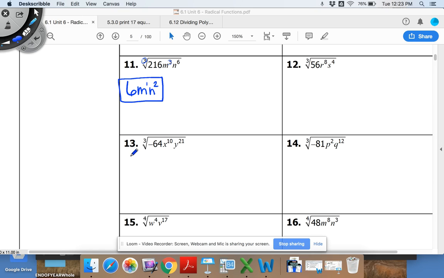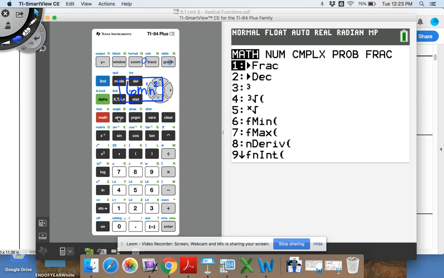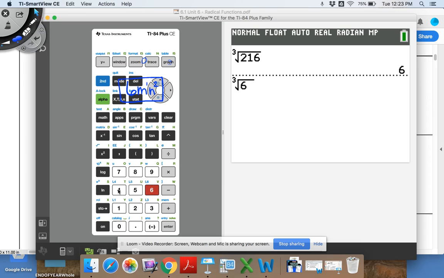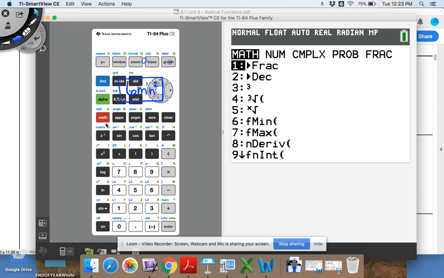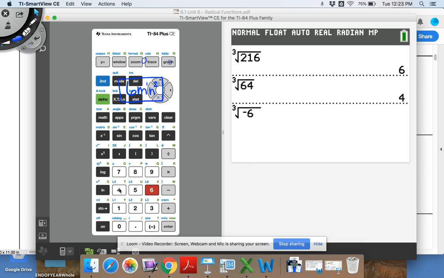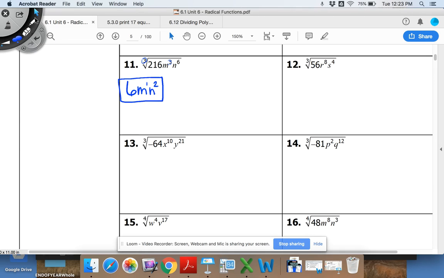Now let's go for 13. So negative 64 cube rooted. I could do math, cube root 64, and it gives me the whole number 4. Oh, it's negative 64, my bad. So math, cube root, negative 64, that makes a difference. So it'd be negative 4. So we know that the whole number, negative 4, gets to come out.